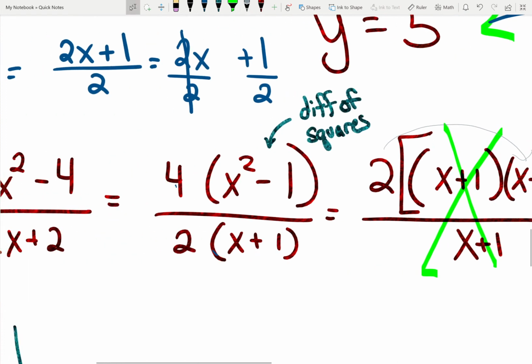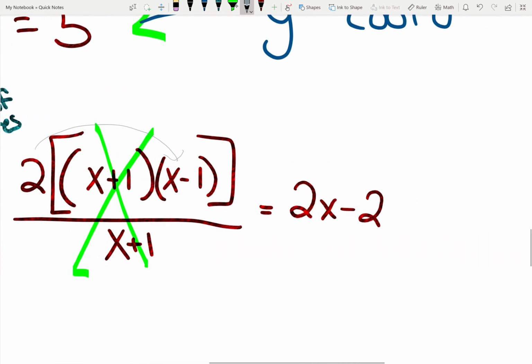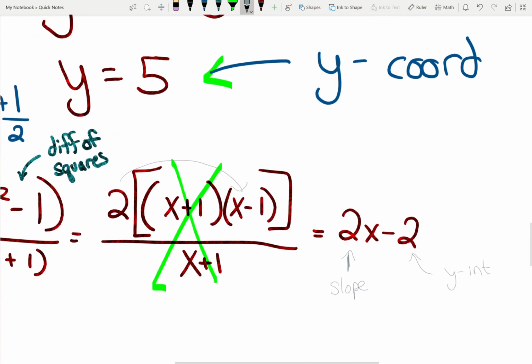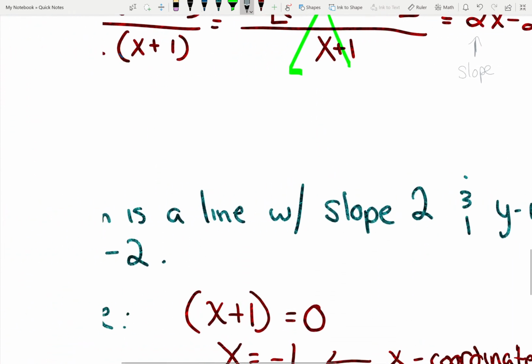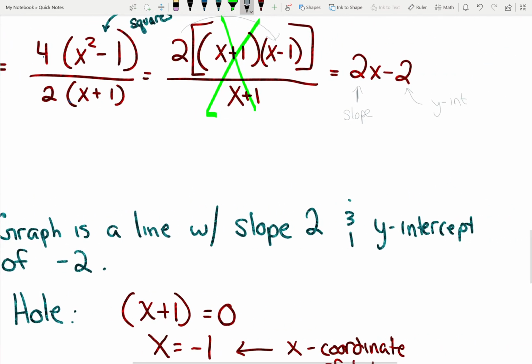So this whole complicated rational function, we can simplify as 2x minus 2. What does this rational function look like? Well, it's a line with slope 2 and a y-intercept of negative 2. And I'll express that right here: this graph is a line with slope 2 and a y-intercept of minus 2.